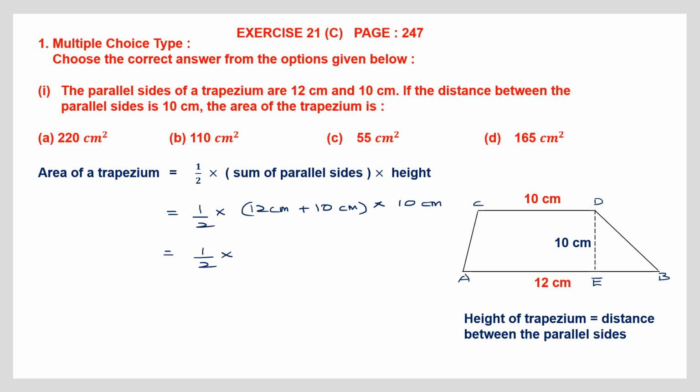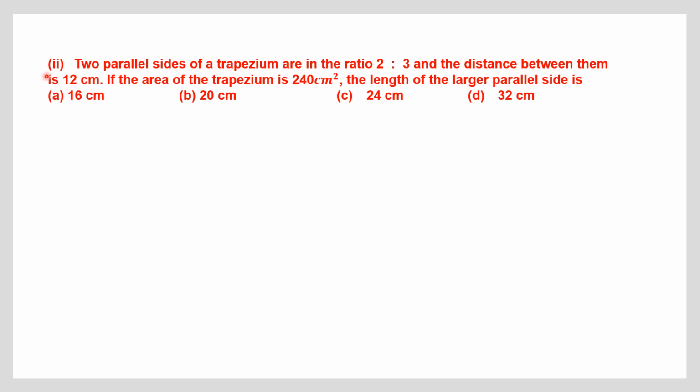So let's simplify this. 1 by 2 into 12 plus 10 is 22 into 10. Now we can cancel here itself. So I can cancel this. 2 ones are 2 and 2 into 11 is 22. Now we can simply multiply. So here 11 into 10 is 110 and the units are centimeters. So because it's area, it is centimeters square. So we have found the area of this trapezium, that is 110 centimeters square, and that is option B, 110 centimeters square.